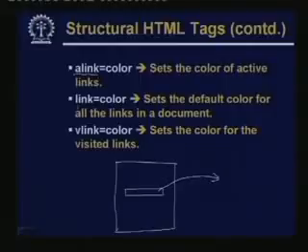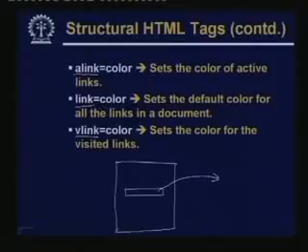There is something called A link, simple link and V link. This A link equal to color means you are setting the color of the active link. Active link means when you move the mouse on top of a link and click it, what color will that link, or that part of the document which points to another document, become? That is active link.